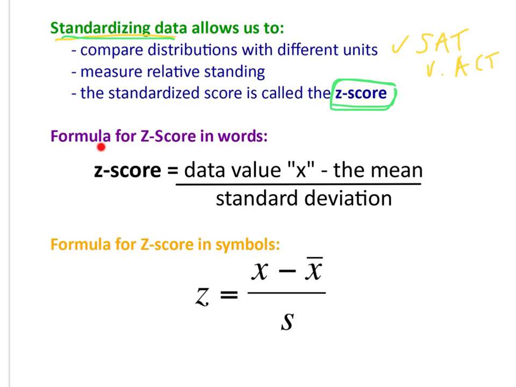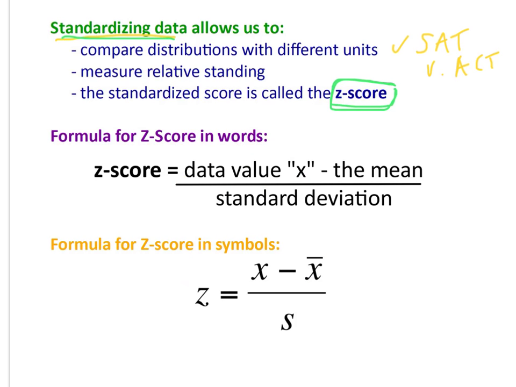So I gave us two formulas for z-score. The first one is the formula in words. So a z-score, or your standardized value, is your data value of x minus the mean from the problem divided by the standard deviation. So that formula in symbols is down here. We say z equals x minus the mean divided by the standard deviation.